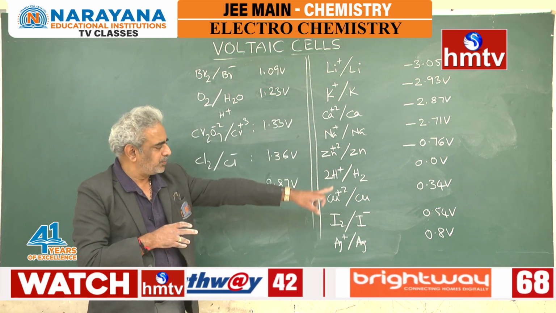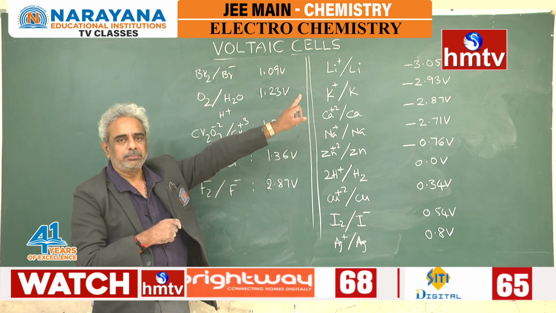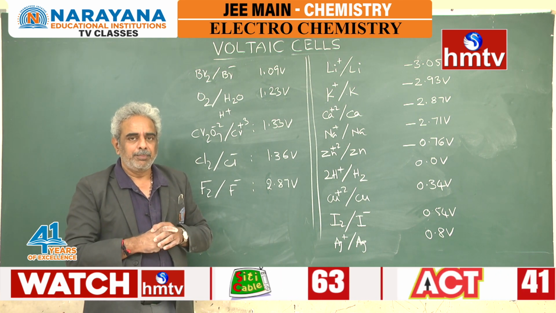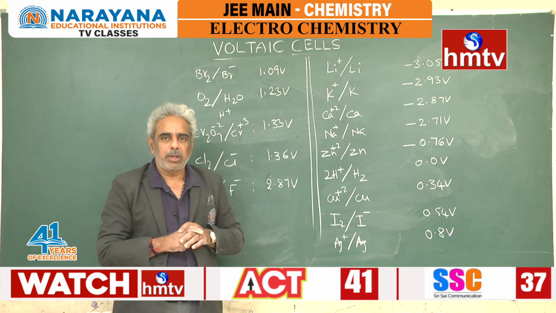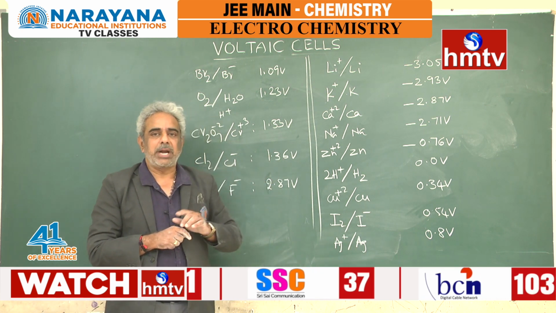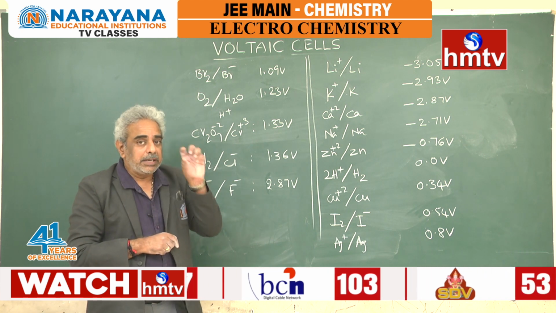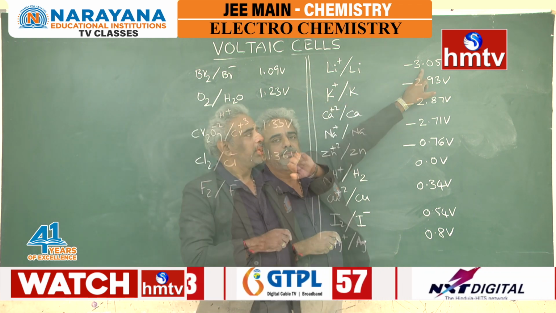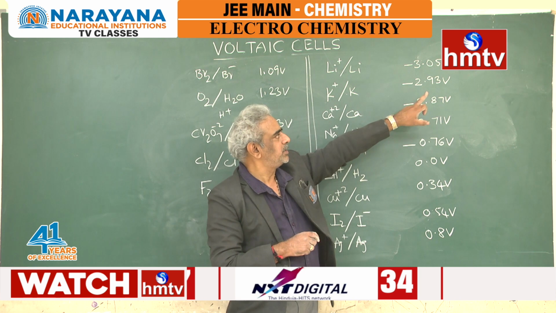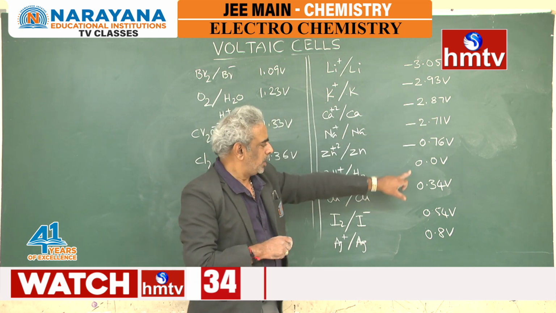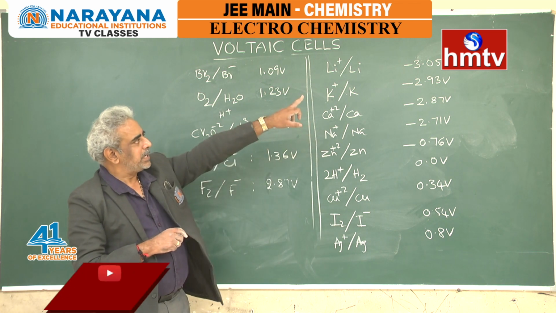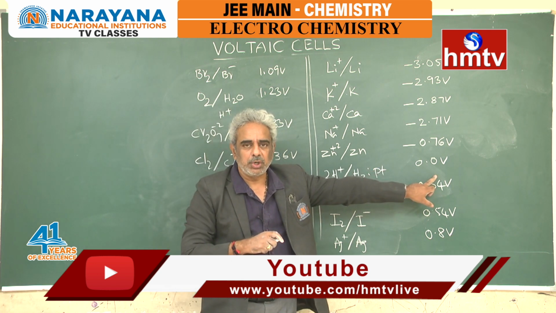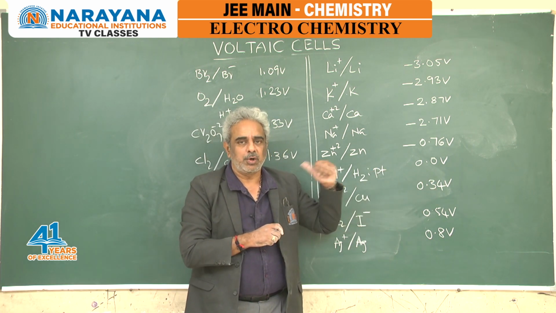If you carefully observe these values, there is lithium plus to lithium, minus 3.05 volts. How did you get that value? By constructing a lithium electrode, connecting it with the standard hydrogen electrode, and in 1 M concentration, at 25 degrees and 1 atmosphere, you got this value. Similarly, potassium electrode minus this much, calcium electrode, all these things. So it goes like this. Minus values are there. At the hydrogen electrode, what did you observe? The potential is 0.0 volts. That's what we defined as the standard hydrogen electrode.